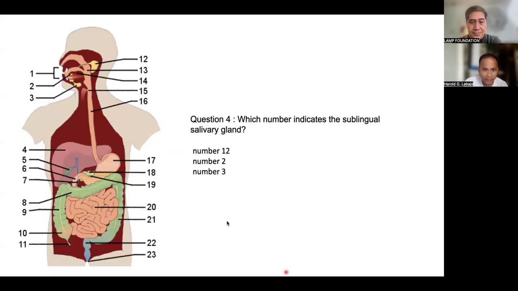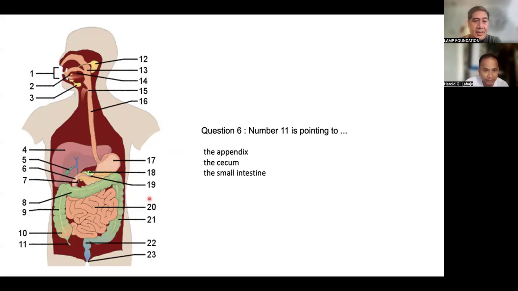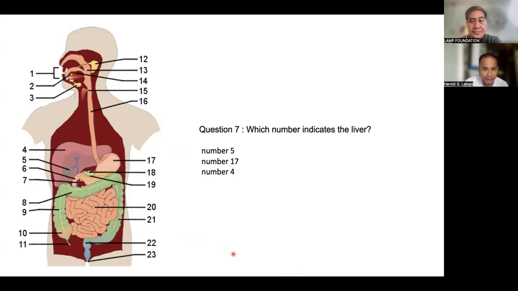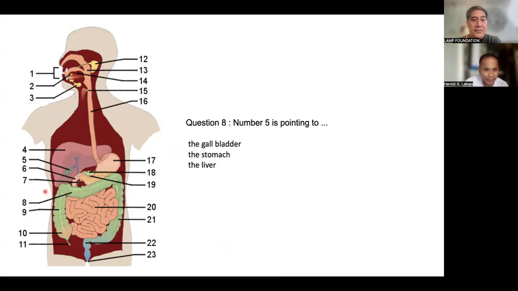Which number indicates sublingual salivary gland? Number 2. Which number indicates the cecum? Number 10. Number 11 is appendix. Which number indicates the liver? Number 4. Number 5 is pointing to the gallbladder.